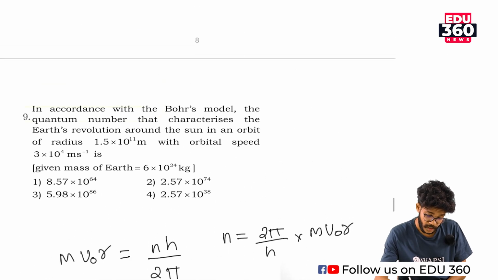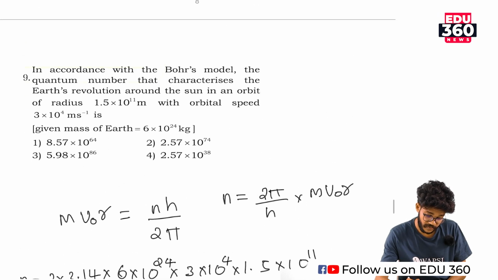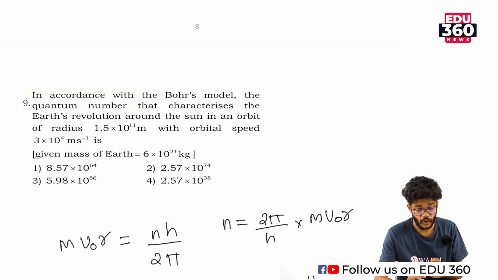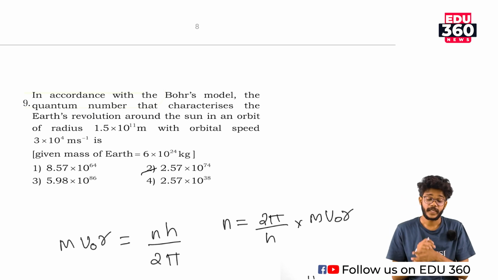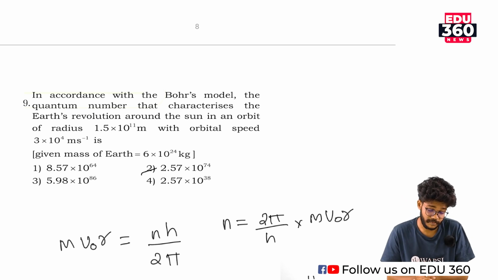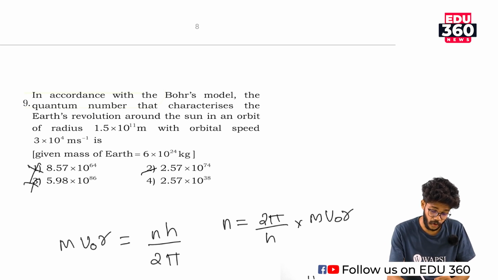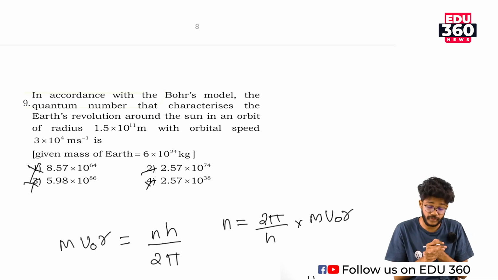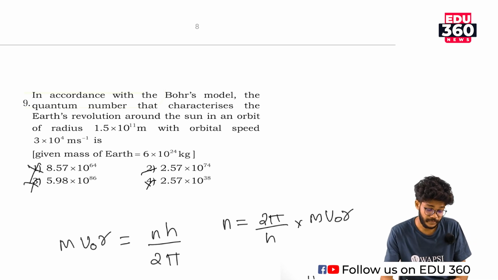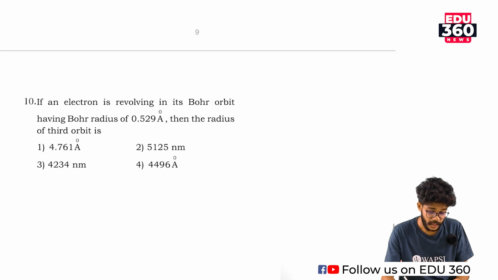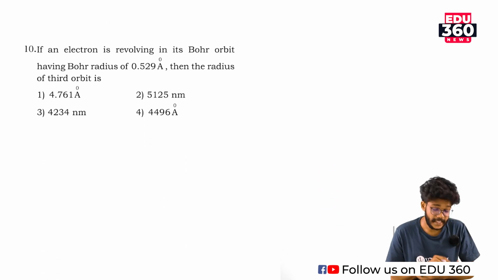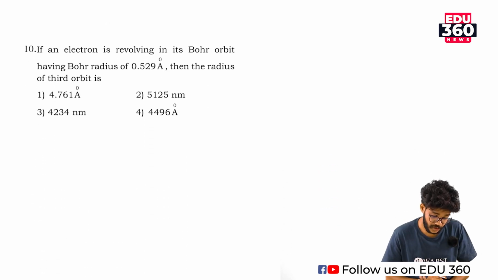So it is 2.57 into 10 raised to 74. Option 2 is the correct answer because it has a power of 10 raised to 74, and the other options have powers too far away from 10 raised to 74. So we can cut all those options. Option 2 is the correct answer. So we can move to the 10th question.